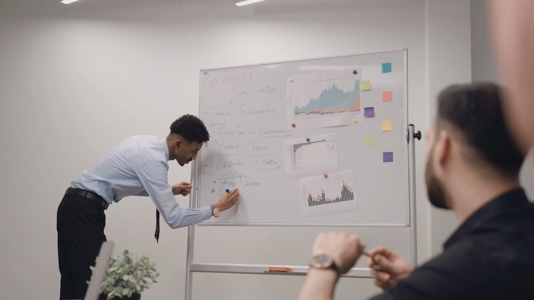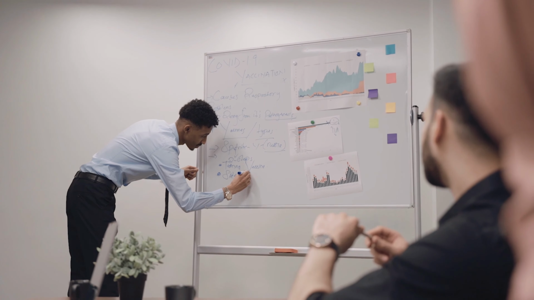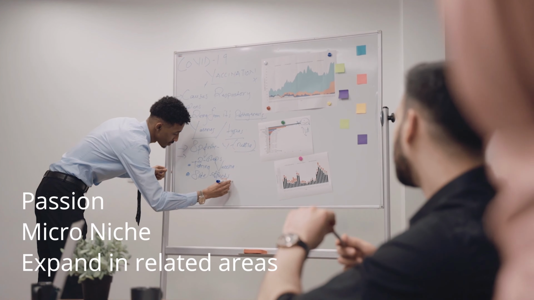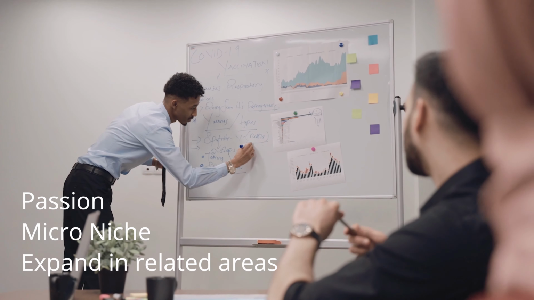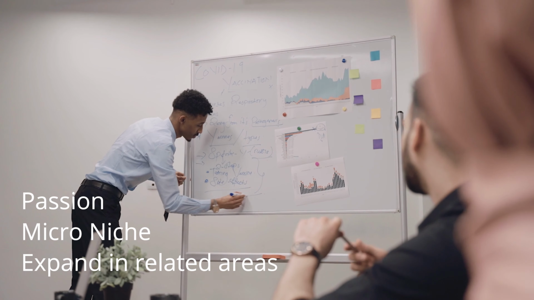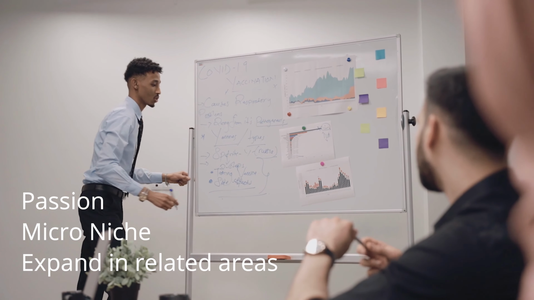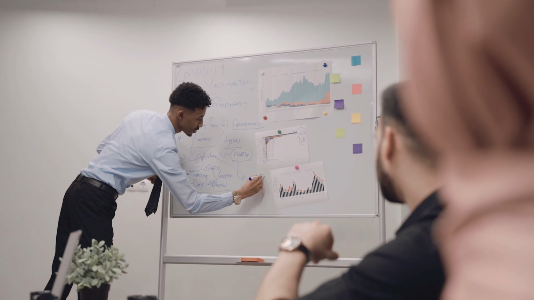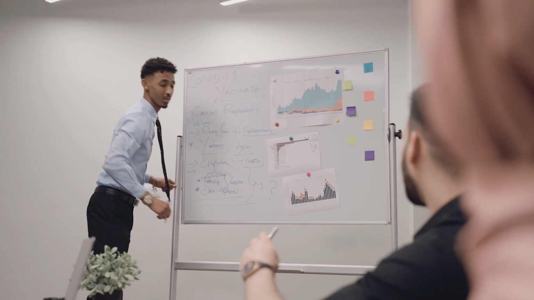So always remember that your blog topic should be something you're passionate about, and the two rules, that is picking a specific micro niche, and second, expanding your topic in its related areas. These are the things that you must always keep in mind before you start your own blog.